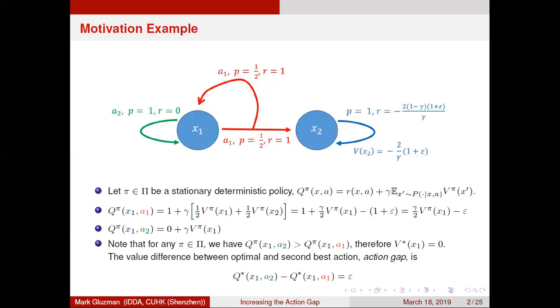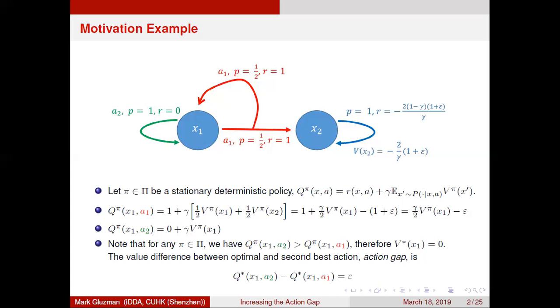At state X1, it doesn't matter which policy; it's always better to take A2 at the current state. So we see that it's better to take action A2 all the time at state X1. We can easily conclude that the best reward at state X1 is equal to zero. So it's better to choose action A2 all the time. In this way, we can substitute V star for both Q factors and see that the difference between the optimal Q factors is equal to just epsilon.